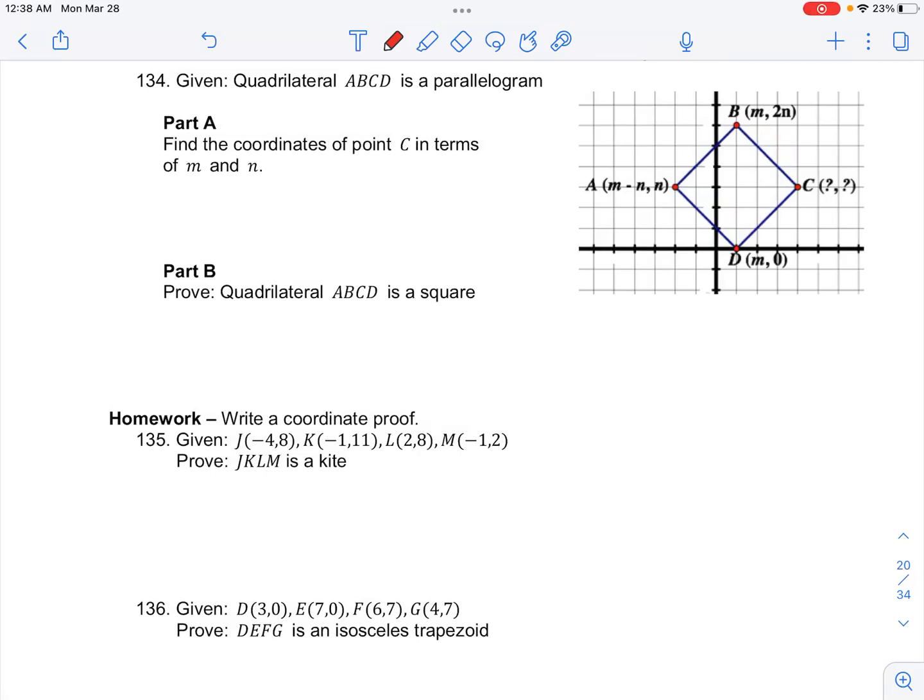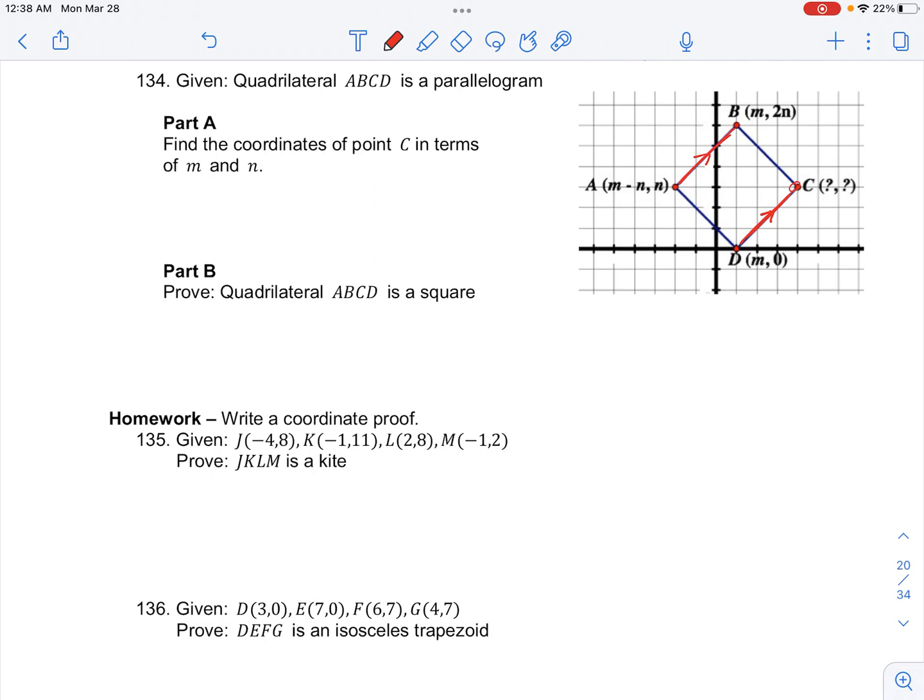Number 134 in your classwork for coordinate proofs asks you to find the coordinates of point C in terms of M and N. Here, the segment CD is going to have the same slope as AB in order for it to be a parallelogram, so opposite sides must be parallel, and they also must be congruent.